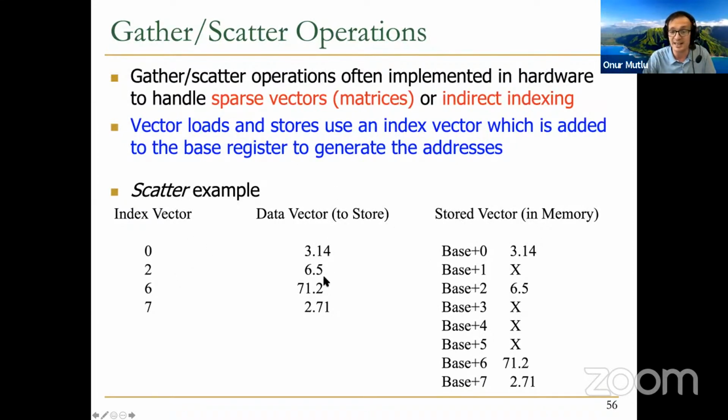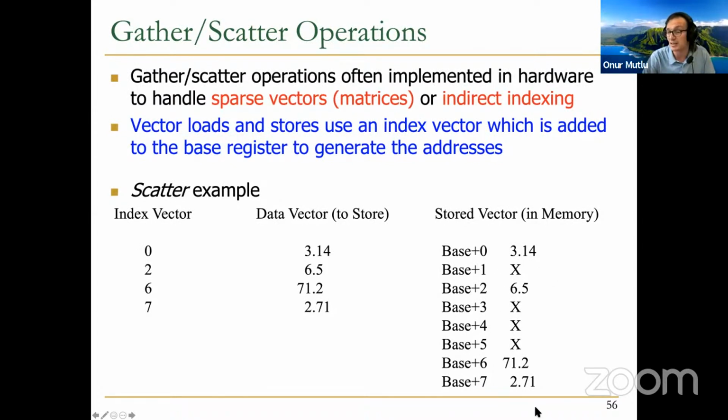The second element in the data vector should be stored to base address plus 2, because that's the second element in the index vector. The third data element should be stored at base address plus 6, as you can see. And the fourth element should be stored at base address plus 7. I'm just showing you up to 7, but these numbers can actually be large also.